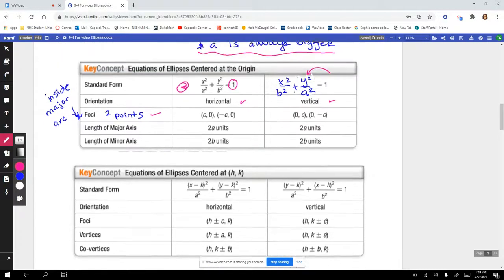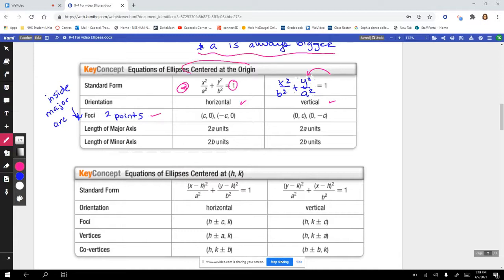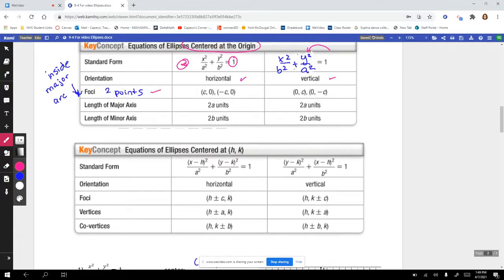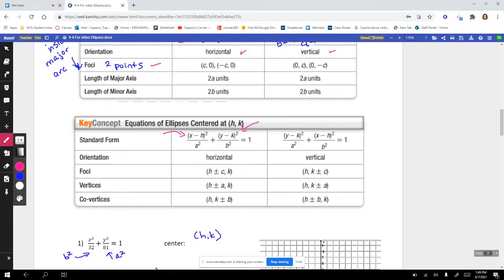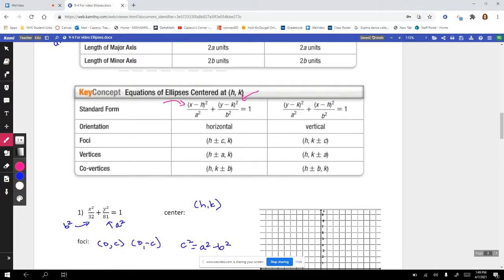Okay, now this one up here is when the ellipse is centered at the origin. You'll see what happens with our numerators. If there's a little bit of a shift, we have to deal with that h and k value as we did before. All right, so let's practice a few, and we'll refer back to this chart, make sure we're okay. All right, so the first one, we have x squared over 32 plus y squared over 81. And with that, you can see that our center is at 0, 0.